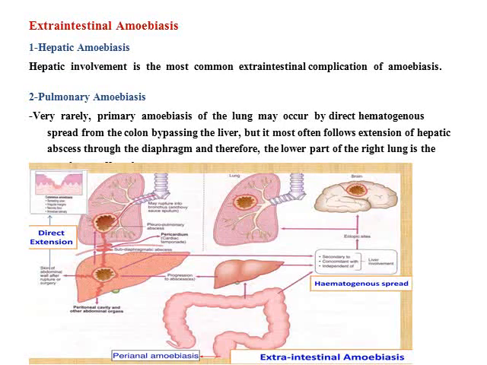The second common type of extraintestinal amoebiasis هو pulmonary amoebiasis. طبعا عندنا طريقين لوصول الباراسايت التروفوزويت of Amoeba histolytica to the lung. الطريق الأول هو direct migration from the amoebic liver abscess خاصة بالـ upper right lobe through the diaphragm by rupture of the abscess to the lung. Or the other route هو الهيماتوجينس عن طريق البلد from the liver to the lung.